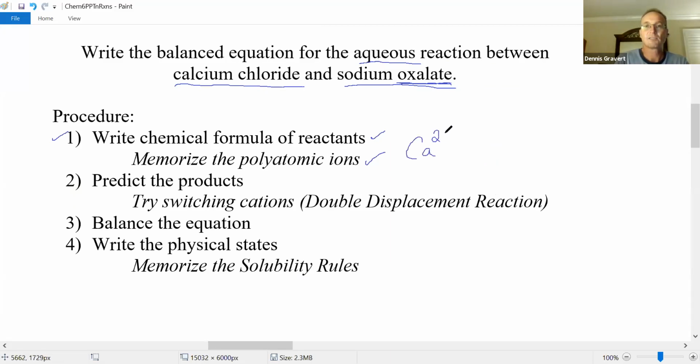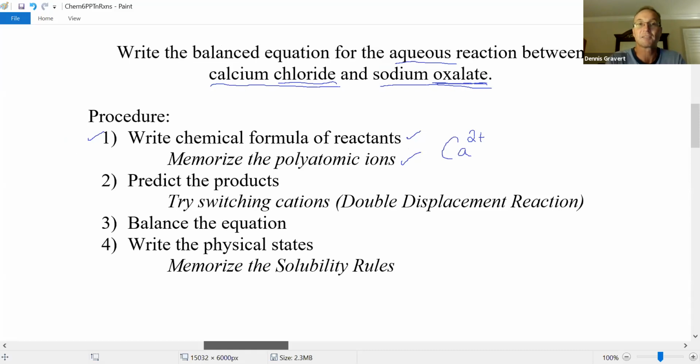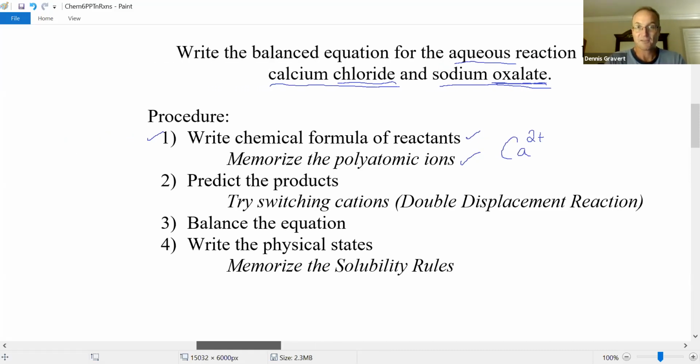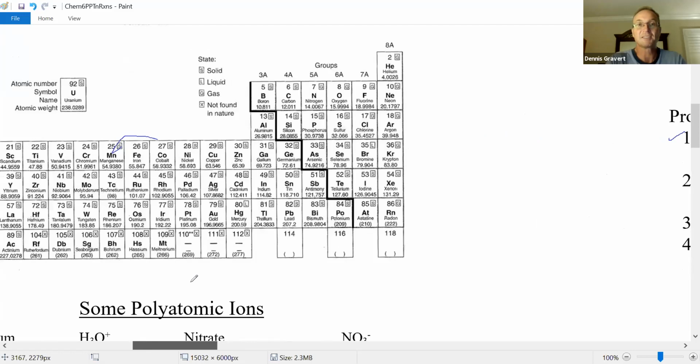Okay, so calcium is a plus two and has the symbol Ca 2+. And then chloride, well, it sounds like chlorine. That's how you know it's an ionic compound, because we have a metal with a non-metal, and it ends with ide in order to name it. So chlorine, sorry about that.